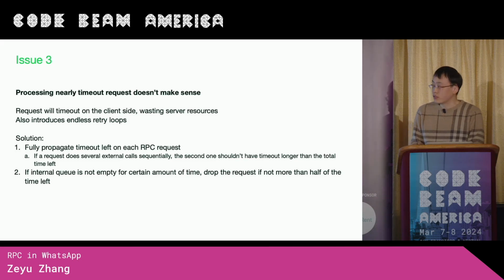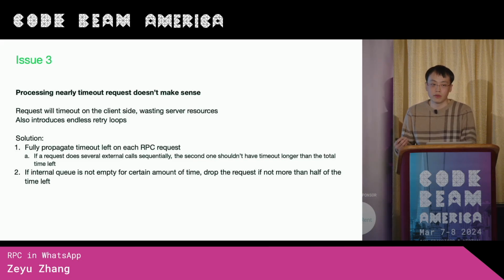The solution we use is to first fully propagate the timeout on each RPC request. Namely, if I make several external calls sequentially, the second one shouldn't have a timeout longer than the total time left. So if the total call is 10 seconds and the first call takes 7 seconds, the second call, no matter how much timeout you set, will only get 3 seconds. Also, if the internal queue is not empty for a certain amount of time, we will drop the request if not more than half of the time is left. This is pretty aggressive, but this is what we currently do.